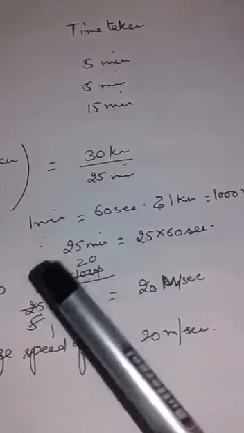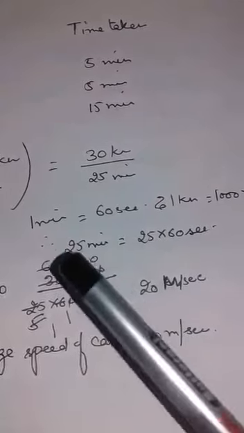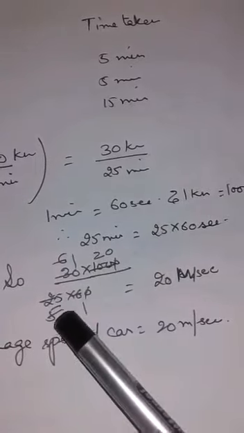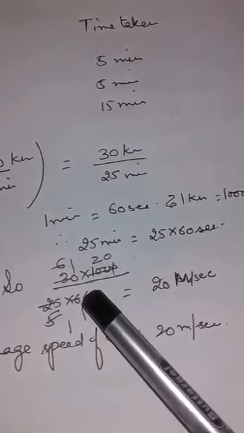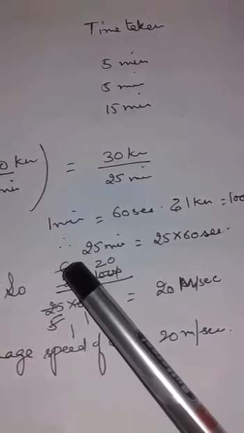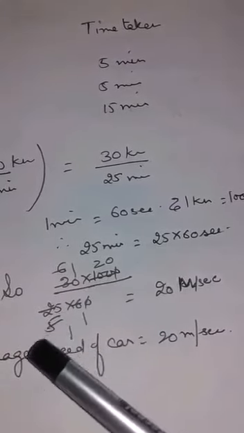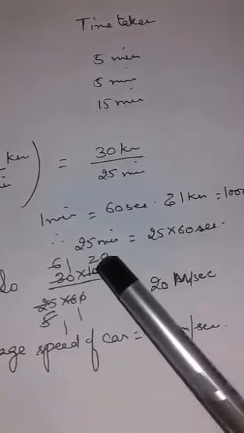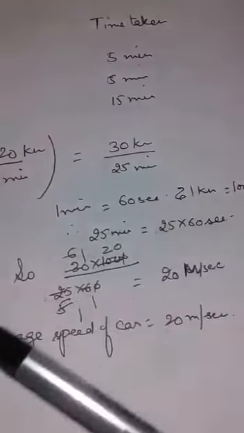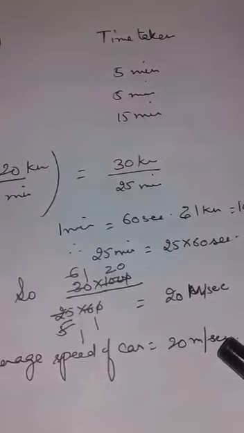For this we have to multiply 30 with 1000 and 25 with 60. And further we have to solve it, like cutting 0 with 0. 5 5s are 25, 5 6s are 30, again 6 cut by 6, then 5 5s are 25, 5 2s are 10 and the rest is 20, so 20 meter per second. So average speed of the given car is equal to 20 meter per second.